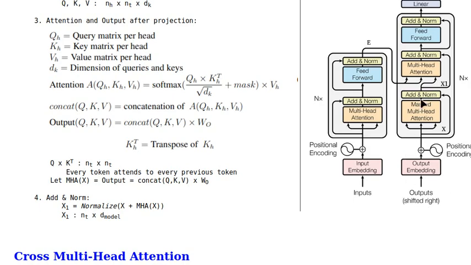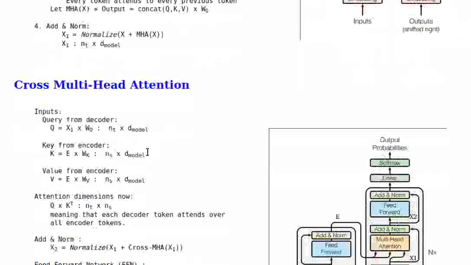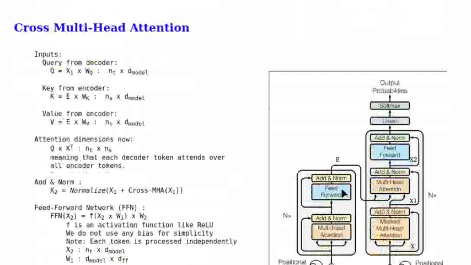X1 becomes part of the input to the next multi-head attention block, which is not masked. It is called cross multi-head attention because in addition to the decoder input, it also takes input from the encoder output E. In cross attention, the query Q is obtained by multiplying x1 by WQ. It has dimensions nt times d model, where nt is the number of decoder tokens.